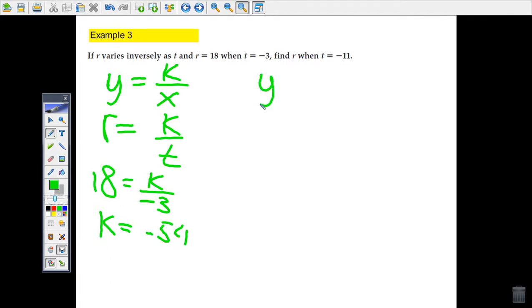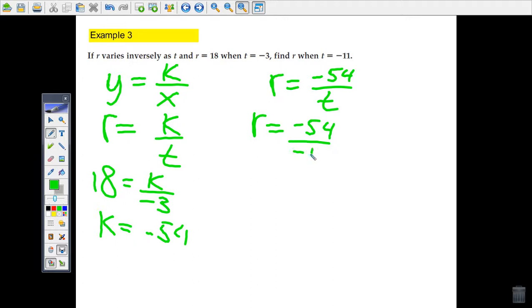So now this becomes y equals negative 54 over x. And it's not y and x, right? Sorry, it's r and t. Negative 54 over t. We have to find r when t is negative 11. So this is negative 54 over negative 11. Negative divided by a negative is a positive.